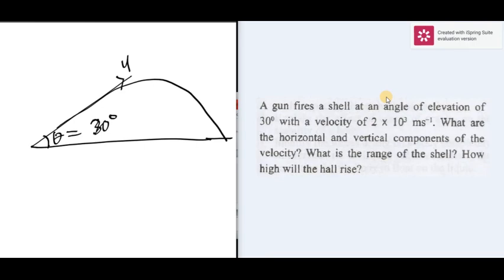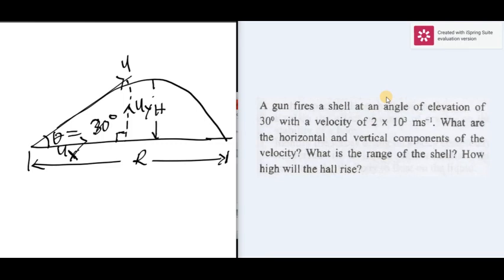The vertical and the horizontal components. So this down to the ground creates a right angle triangle. This will be the vertical component of the velocity, and this will be the horizontal component of the velocity. The question needs a range. The range will be the distance from where it was fired, this point, and then the maximum height, the highest vertical distance, that's h, this point here.